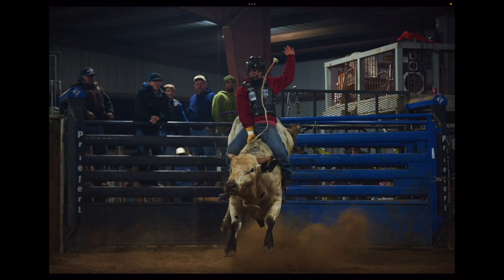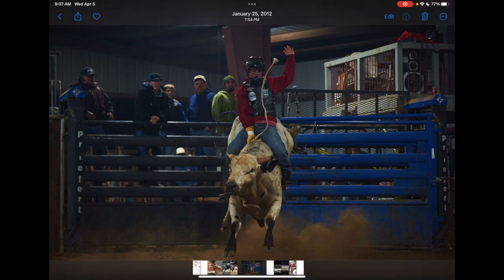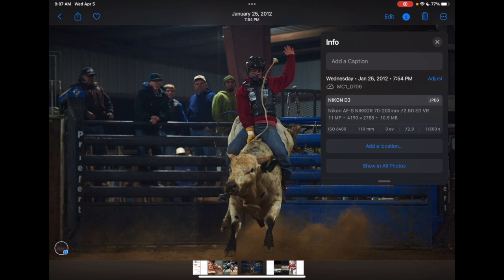This is another kind of situation, but this has fewer lights than all the other ones. This is just a practice pen kind of situation, and the light in here is really bad. So let's look at the EXIF here. I'm shooting with the 70 to 200, and I'm at 6400 and 2.8, 500th of a second, which is, as you can see here, not fast enough to freeze the action.